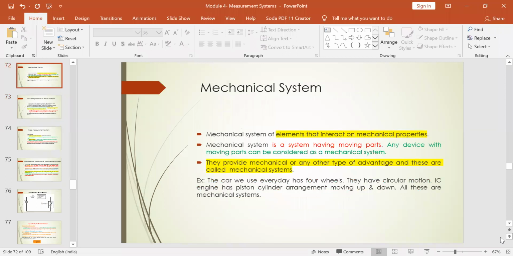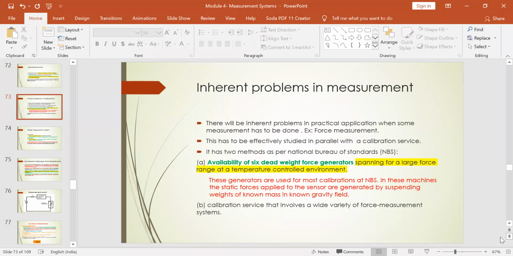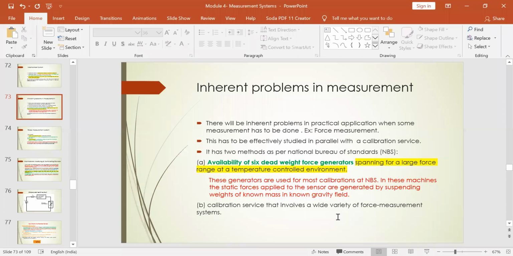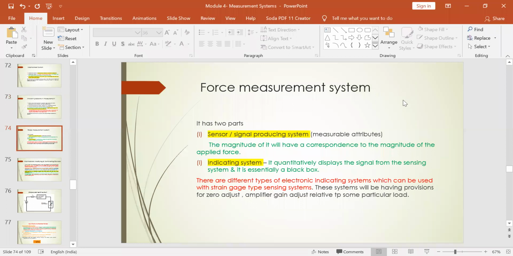One is what you mean by a mechanical system, and the other is the inherent problems in any measurement which come across. Okay, so this force measurement system that we follow in calibration has two parts. One is the sensor, or signal producing system, and the other is the indicating system. So the sensor, or signal producing system, what does it do? These are measurable attributes. The magnitude of it will correspond to the magnitude of the applied force.